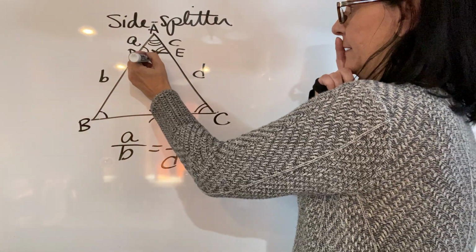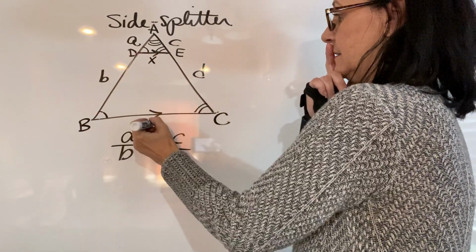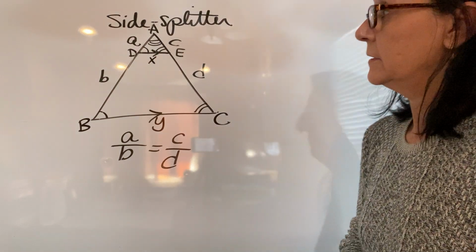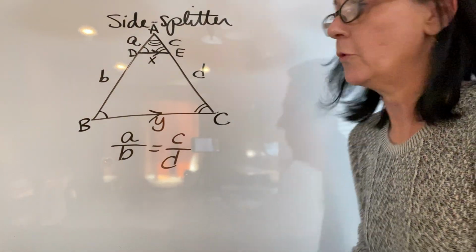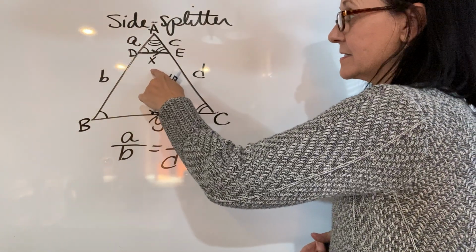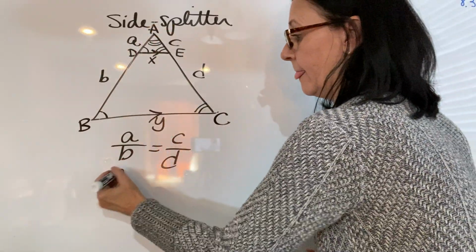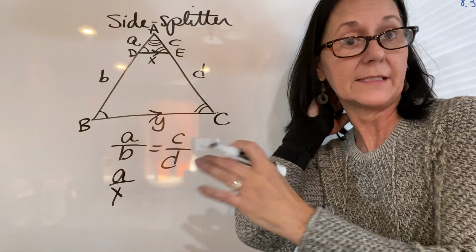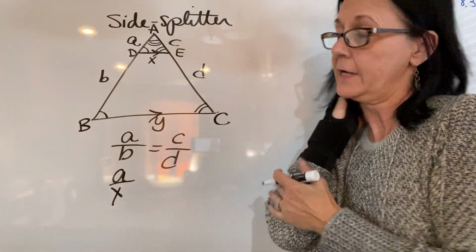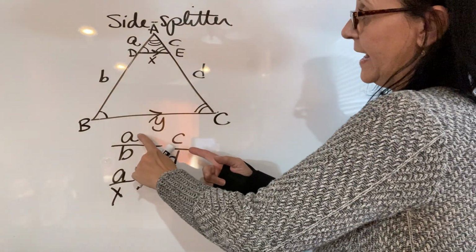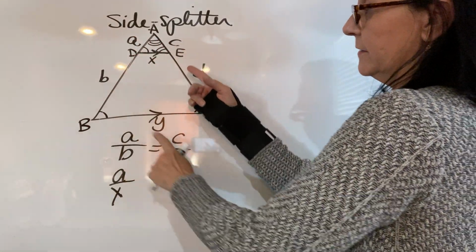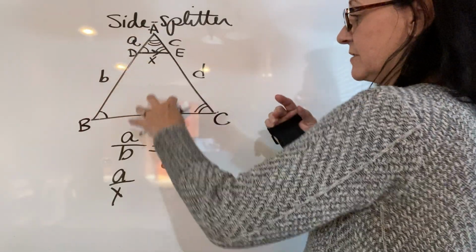I'm going to label these X and Y because X and Y are also in the same proportion. So A over X, that's in this small triangle, and I have to write the corresponding sides in this proportion when I'm writing the proportion. So A over C is B over D, so it divides it proportionally.